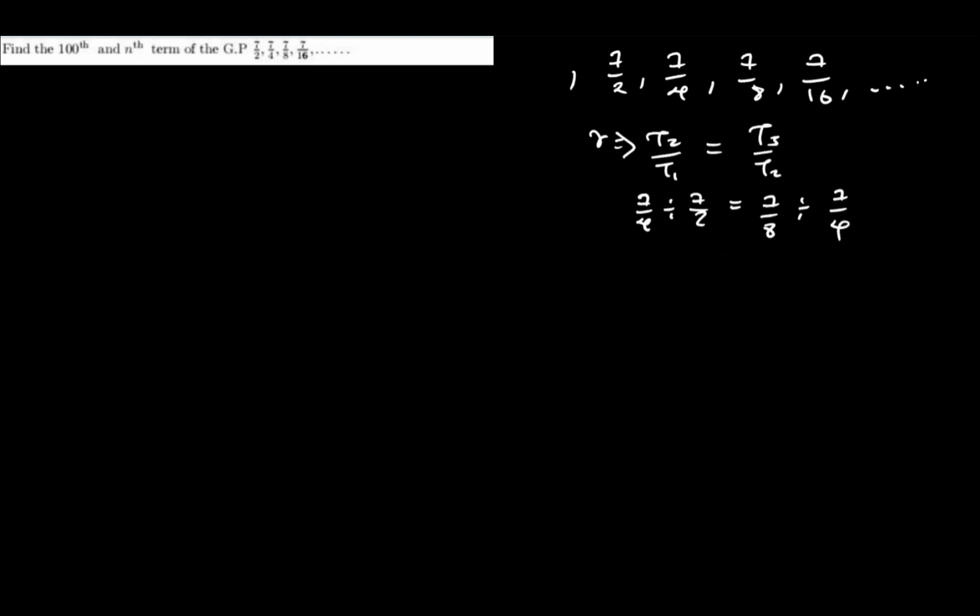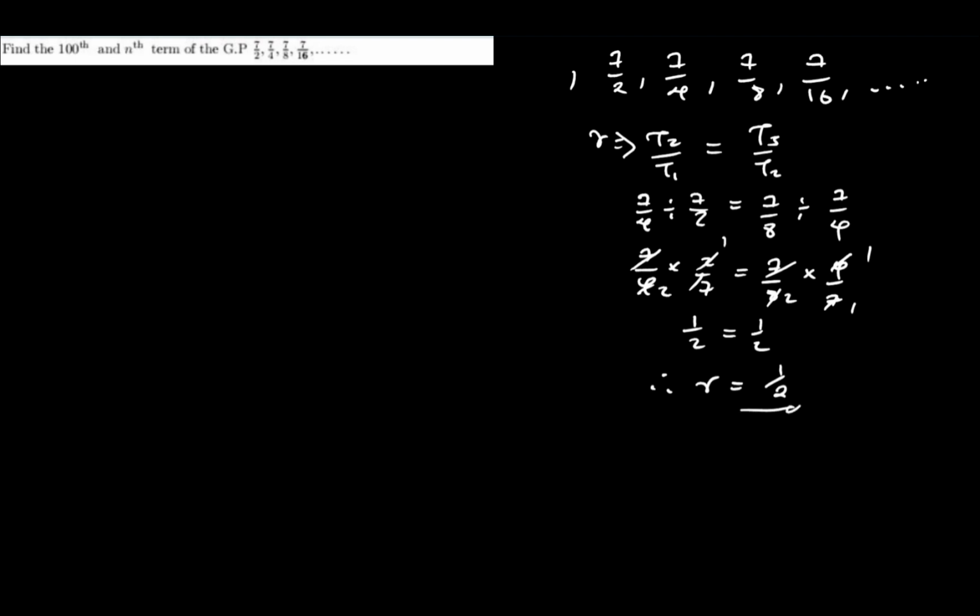So you have 7 over 4 times 2 over 7, because division turns into multiplication, and 7 over 8 times 4 over 7. So you have that cancelling with that, and then 2 over 4 is 1 over 2, so you have half. On this side, you end up having 4 over 8, which is 1 over 2. Therefore, you can say that the common ratio is 1 over 2.